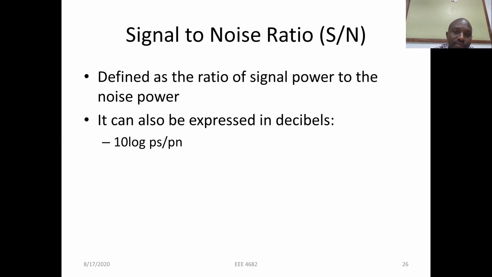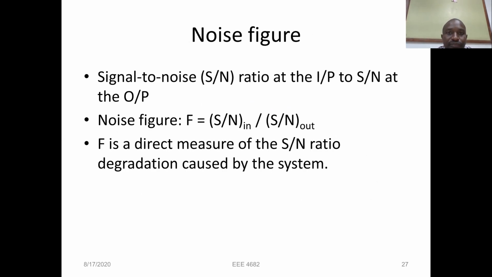Signal to noise ratio is defined as the ratio of signal power to noise power. It's a measure of how much noise there is in the wanted signal. So if we know the noise power and the signal power, their ratio expressed in decibels gives us 10 log Ps over Pn, which is the signal to noise ratio.